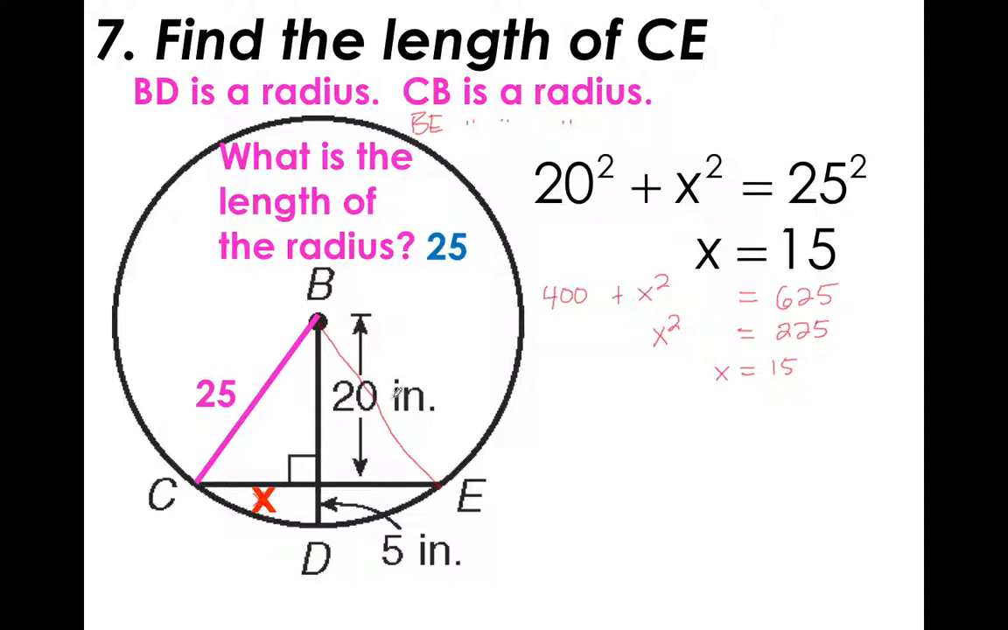But once again, it's also asking us to find the length of CE. So the rule says that if we have a diameter, or in this case, a radius, that creates a perpendicular with the chord, it also bisects the chord. So that means that if this right here comes out to be 15, then over here, this has to be 15. And so we can really just say we double it to get 30.